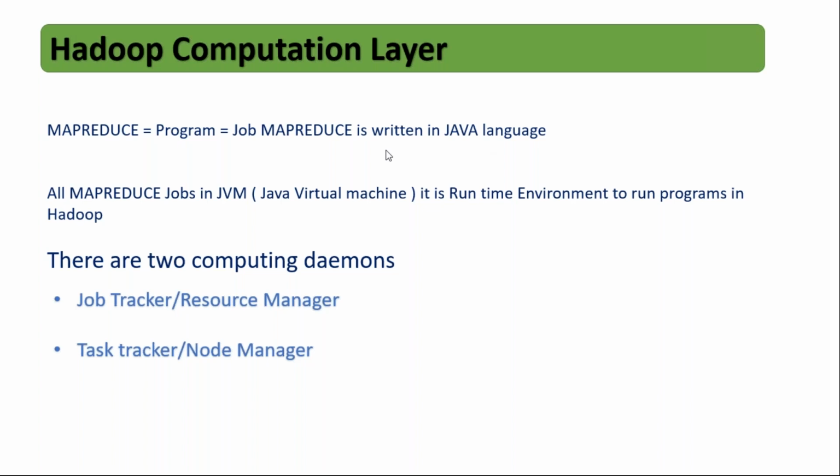In storage layer, we understood name node, data node, secondary name node, but in computation layer also we have daemons like Job Tracker and Resource Manager, Task Tracker or Node Manager. In Hadoop 1.x version, we called them Job Tracker, Task Tracker. In Hadoop 2.x version, Resource Manager, Node Manager. These two are part of YARN, Yet Another Resource Negotiator. Don't worry about that now. We'll be discussing in detail.